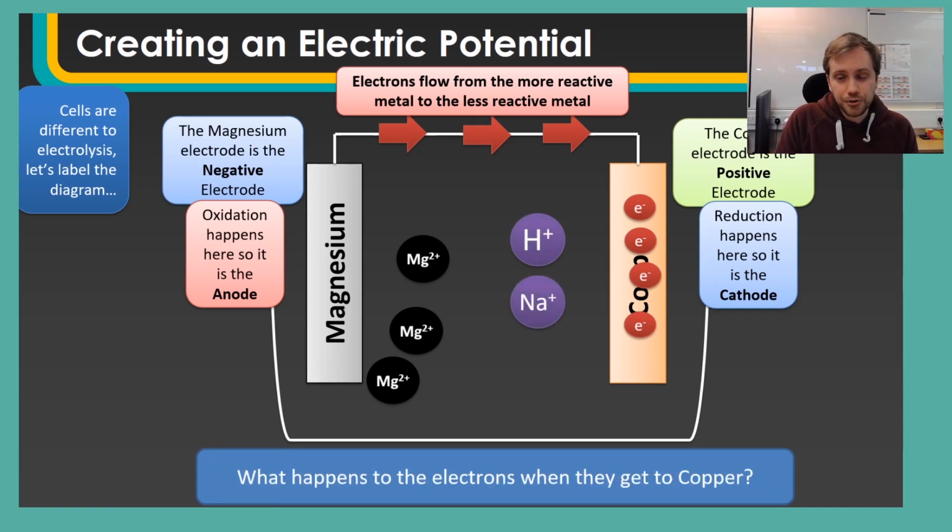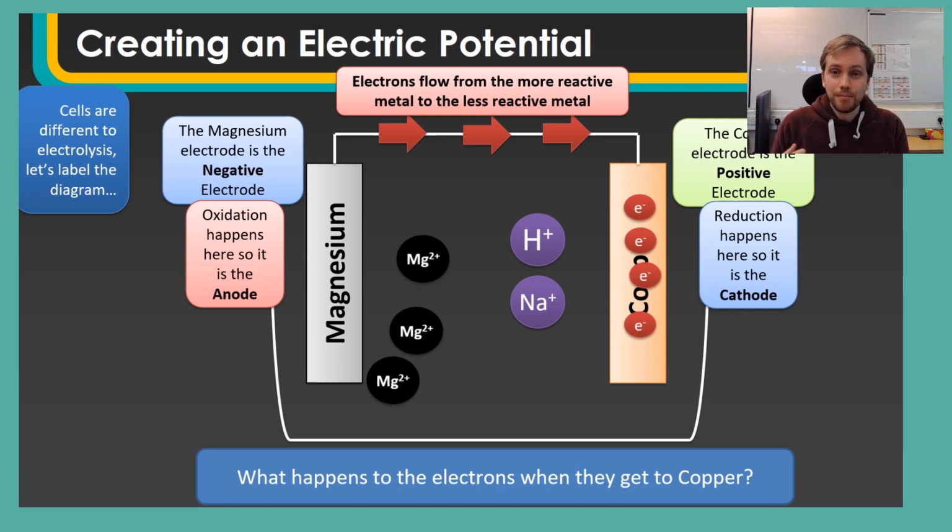In the salt solution, this time I've used sodium chloride, I've got sodium ions and hydrogen ions. And we're going to be moving the electrons from the copper into one of those ions. And we're going to think about which ion it might be. And the rule is really similar to the rule for electrolysis.